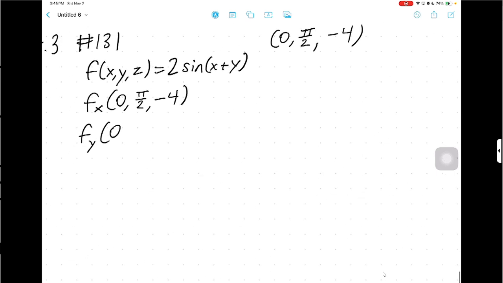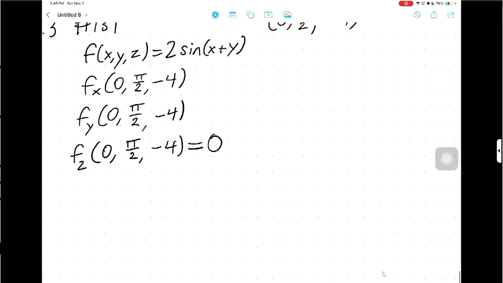Alright, at this point, I'm just going to put up what we have here. Alright, let's start with the easiest one, which is going to be f sub z, because 2 sine of x plus y is all a constant with respect to z. So we're just going to get 0.